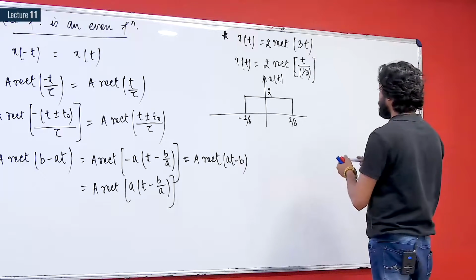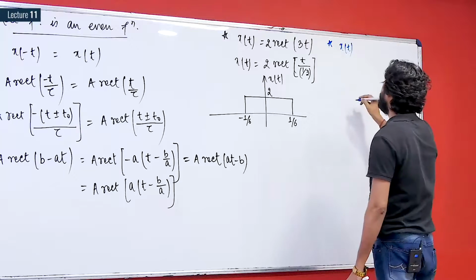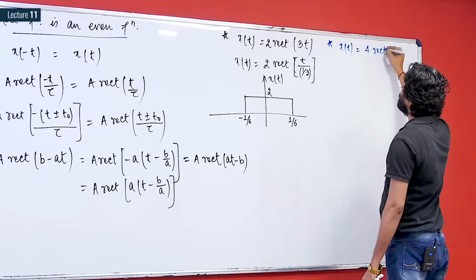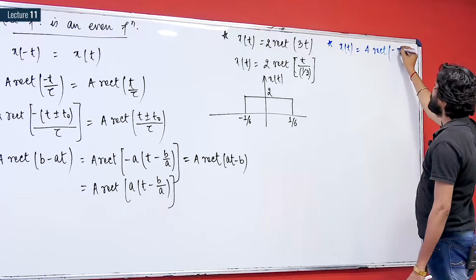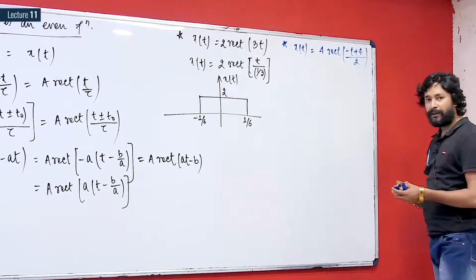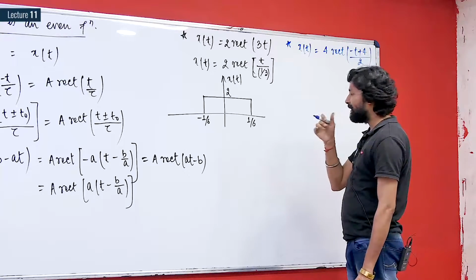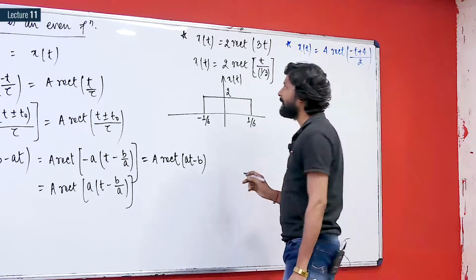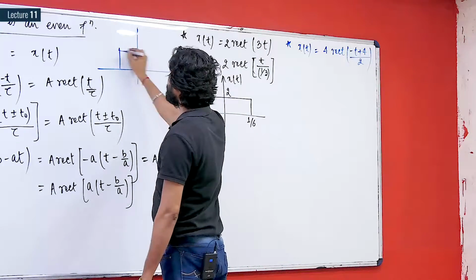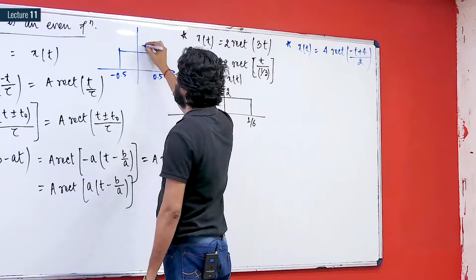Say you have a rectangular function, and you have to plot x of t, that is 4 rectangle of minus t plus 4 divided by 2. So, what methods can be opted? If you take the first method, then in the first method, what you know now is that a unit rectangular function is defined as existing from minus 0.5 to plus 0.5 with respect to t, having value 1.